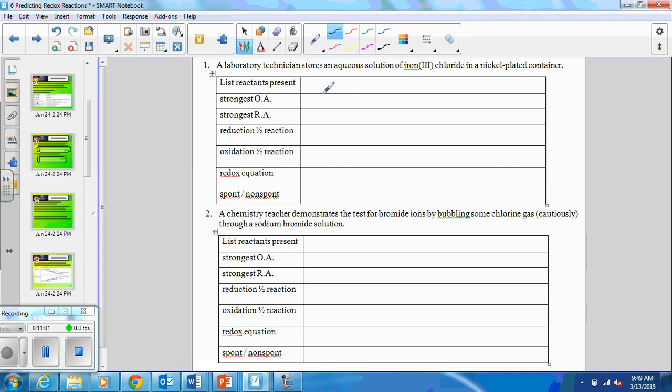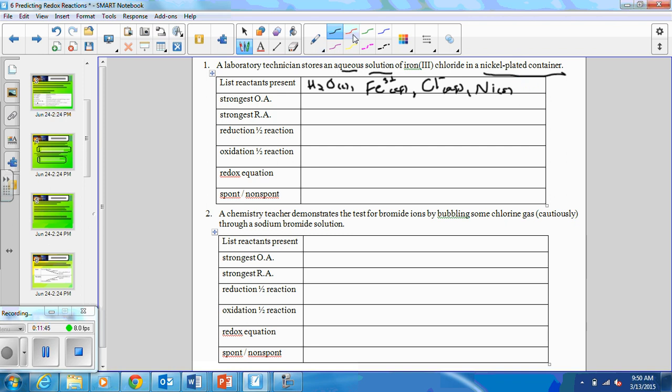So this particular example is at the bottom of page 22 in your data book. So I've got a solution, aqueous, so right away I'm going to put water, of iron 3 chloride in a nickel plated container. So the iron 3 chloride is an ionic compound, it's soluble, so I'm going to dissociate that into Fe3+ ions and Cl- ions. The nickel plated container means that this is stored in a container made of solid nickel, which is a metal. So in this case, that's an element. It's just going to remain in its elemental form of nickel solid.